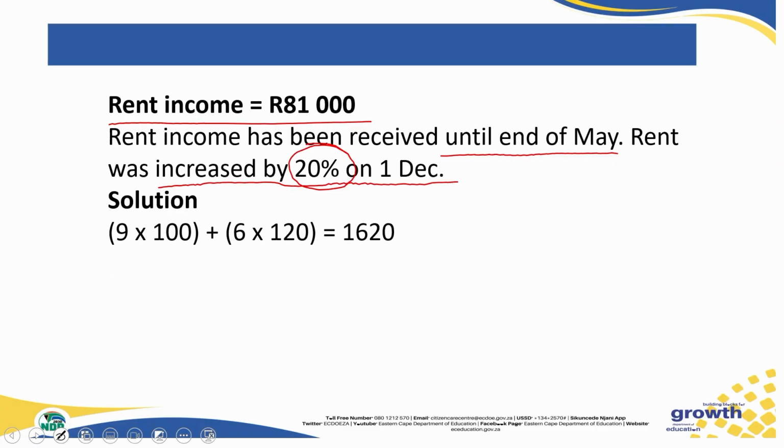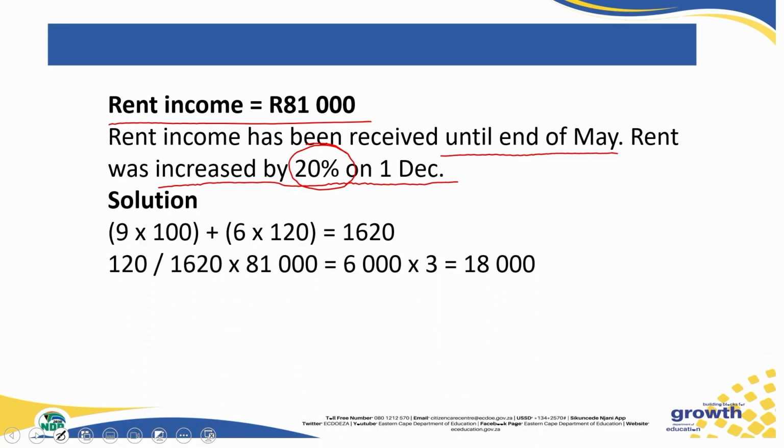Our 9 months were normal from the beginning of the year up until the end of November. And then 6 months, as just calculated, had the increase of 20%. So our solution will be 9 times 100, which is for the months before the increase, and then 6 times 120, which is for the months that have increased by 20. And this works out to be 1,620. We then take 120, which is our increased amount. We divide it by 1,620, which is what we worked out above, to get 81,000.